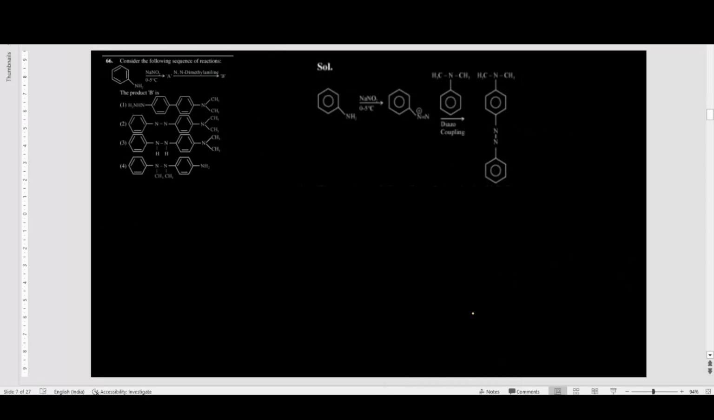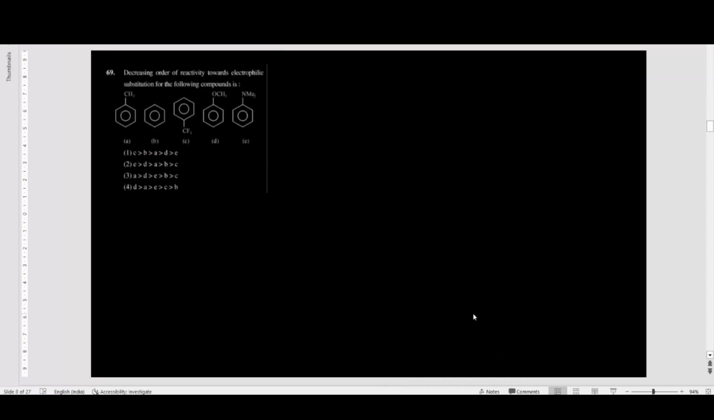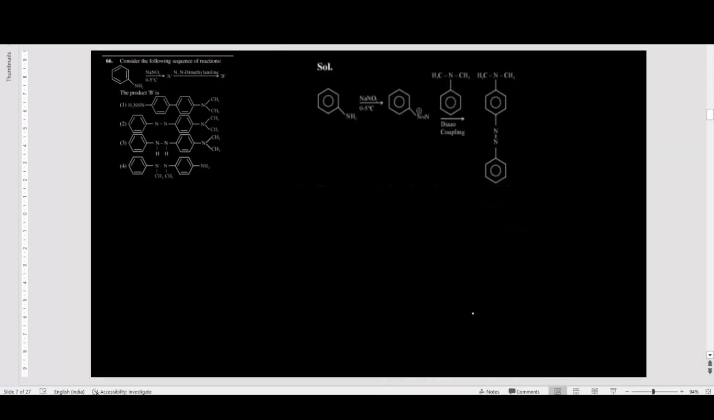So you can see the solution here. Here it forms diazonium chloride, and this is diazo coupling, and it will form azo linkage. This is azo linkage and double bond, and these generally show color due to their extended resonance. So yeah, now let's see one more question. You have got the answer, right? This is the correct option.